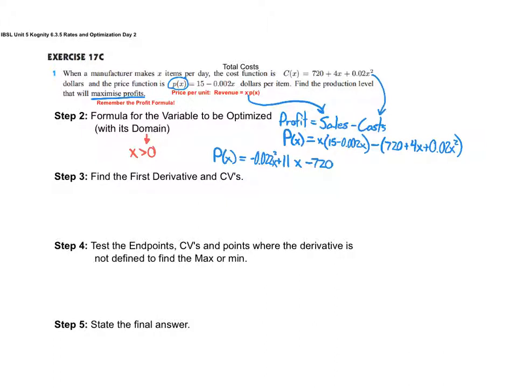What else, logically thinking through this? We're producing items, right? Can you sell half of an item? No. So x would need to be an integer. And actually, by the way, you might see this written as x is an element of Z positive. That's positive integers.